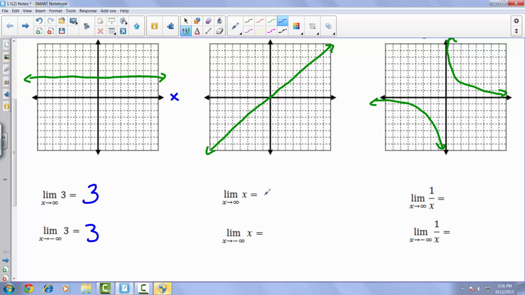For the line y is equal to x, well, when we take the limit as x goes towards infinity, in other words, as we're going out this way for x, we notice that we are constantly going up towards positive infinity. Whereas if we're taking the limit as x goes towards negative infinity of this function x, in other words, when we go out this way to the left for x, we see that we're going down toward negative infinity for that limit.